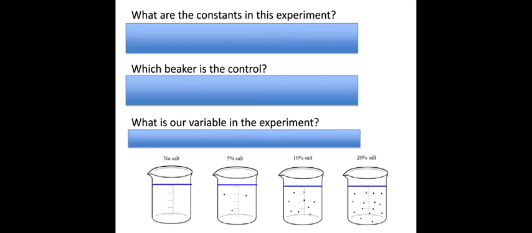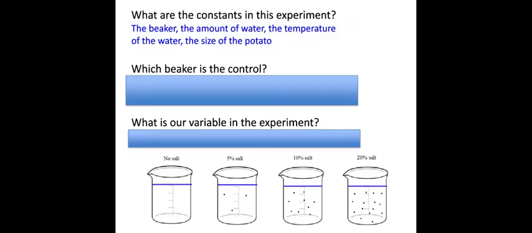What are the constants in this experiment? What do you think? What shouldn't change? So first you have to think, what are the materials we're using? We got water, we got the beaker, we got salt, we got temperature. So when you're thinking about that, the beaker, the amount of water, the temperature of the water, and the size of the potato should all stay the same.